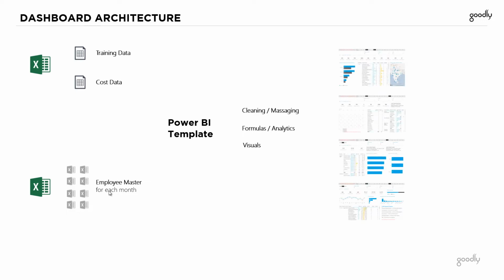Now, in this entire gamut of work, this is your part. That means you have to have the data ready in the proper structure that I give you. You have to maintain the data going forward. And if you're able to do this, all of this work is automated. As soon as you put the data inside the Power BI template, all the cleaning, all the massaging, all the formulas, analytics, and visuals will get self-populated and updated automatically once the data goes inside. Now that you have the understanding of the architecture, why don't we go and take a look at the exact Excel files which hold the data.